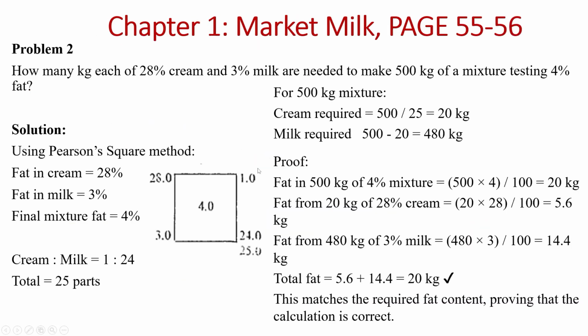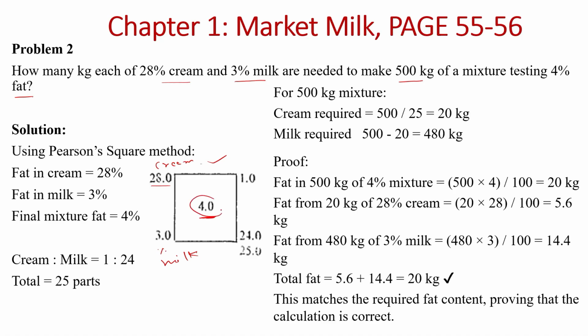Let us see another problem which is there on pages 55 and 56. Here the question is: how many kg each of 28% cream and 3% milk are needed to make 500 kg of mixture testing 4% fat? Again in this also we will make a Pearson square, and here we will write 28% cream. How much of 28% cream is to be mixed with 3% milk to have a final 500 kg of mixture testing 4% fat?